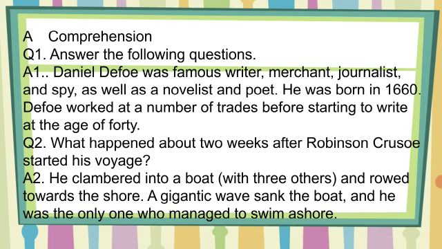What happened about 2 weeks after Robinson Crusoe started his voyage? He clambered into a boat with 3 others and rowed towards the shore. A gigantic wave sank the boat, and he was the only one who managed to swim ashore.